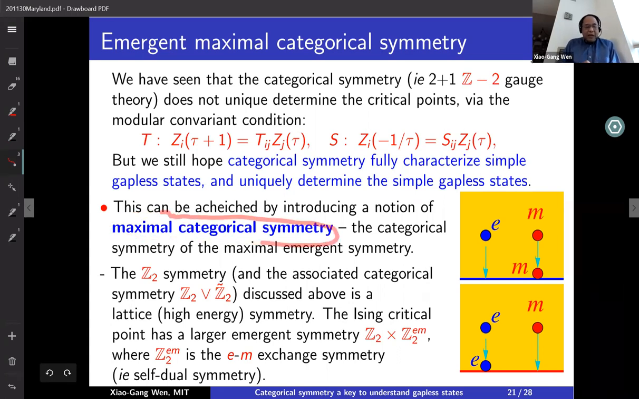As an example of this, for this kind of categorical symmetry, they are described by this Z2 topological order in the bulk. But we have the e and m particles. We have e-m exchange. It turns out that the Ising critical point, where e and m do not condense, has this e-m exchange symmetry as an emergent symmetry.